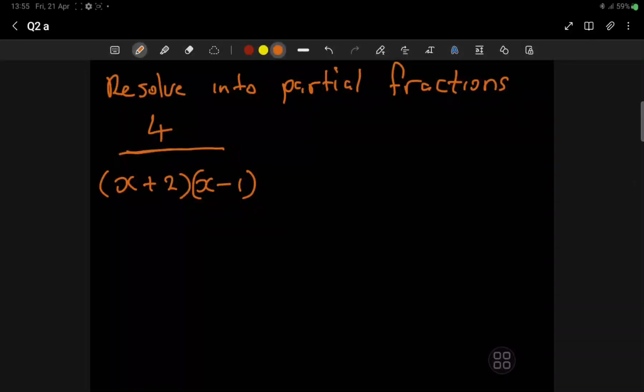Hello class, so our next set of questions is this. We start with this question. It says resolve into partial fractions. So we have this set of problems. With partial fractions we have linear factors, repeated factors, quadratic and improper factors.